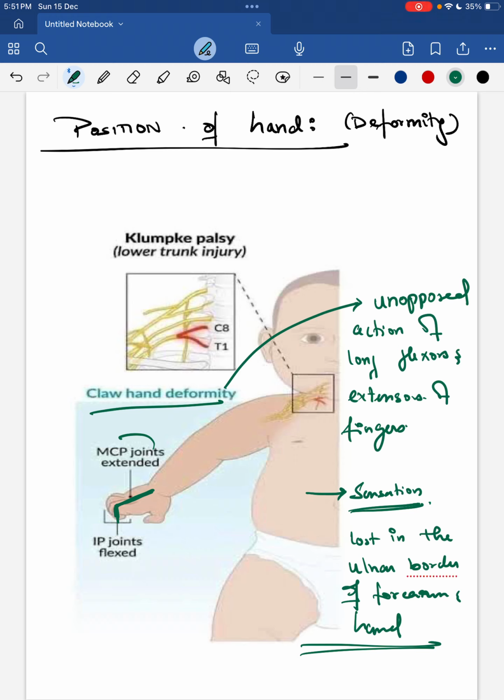This is a very small video. I have made only Erb's palsy and Klumpke's palsy. In the next video I will make stool examination in a pediatric child. That is like they have asked in parasitology, stool examination is a separate question for you. That is also an important question. So I'll make a video on that.